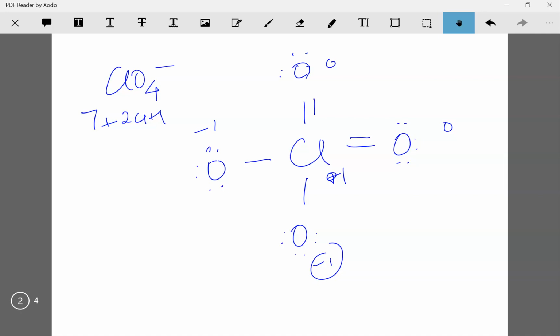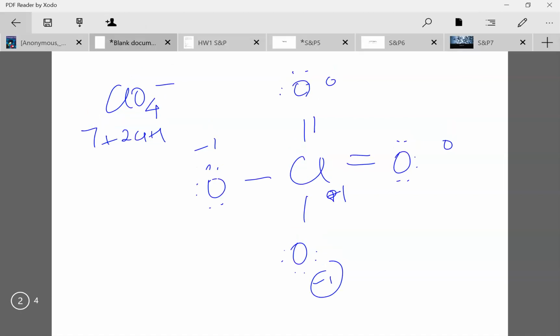But that is that. That was the Lewis diagram for these guys, including the formal charge. And we'll talk about VSEPR and polarity next, before we get to the homeworks.